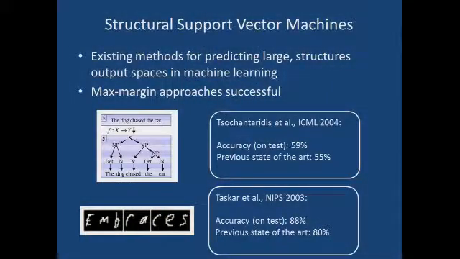So the main takeaway from this section of the talk is that we have existing methods for predicting large structured output spaces. And in particular, these max margin approaches have been successful. On the two examples that I mentioned, max margin approaches are able to improve upon the state of the art by significant percentages.